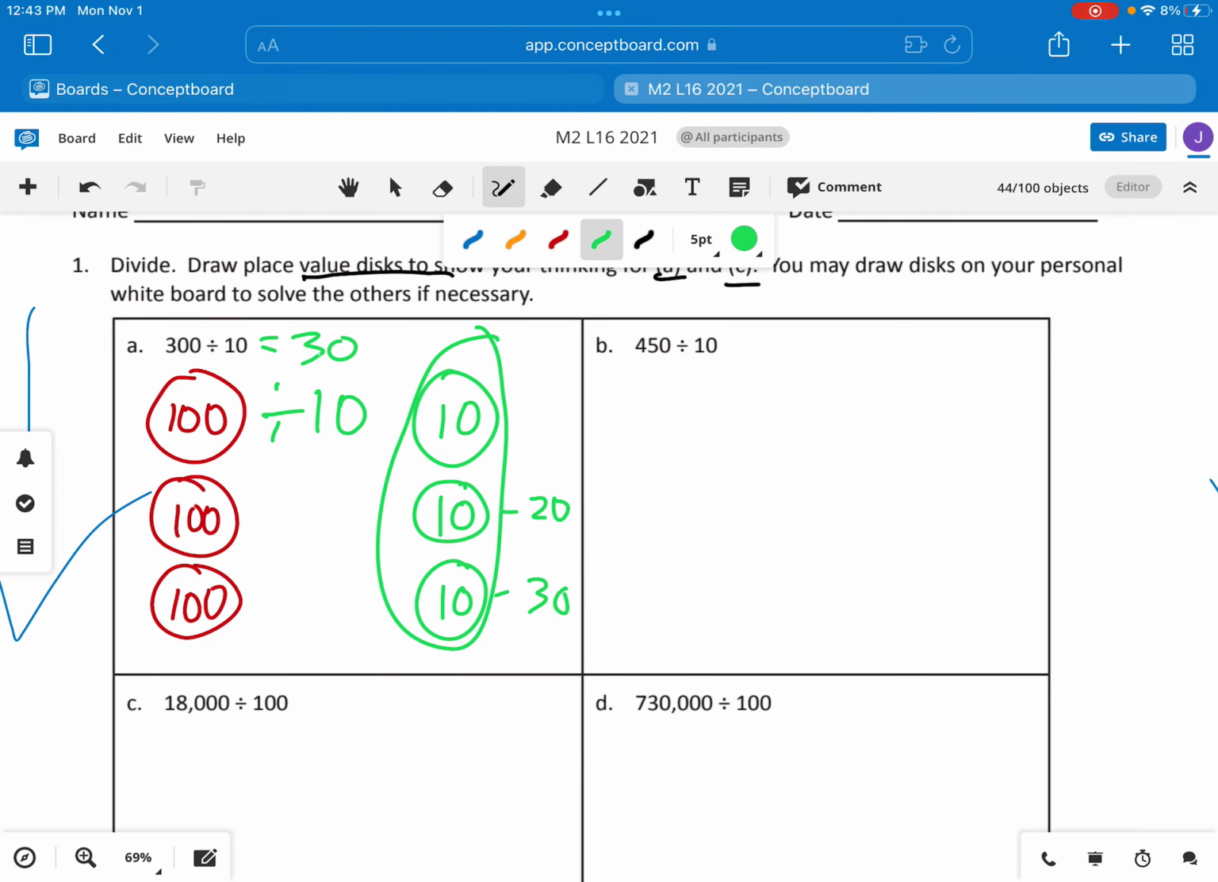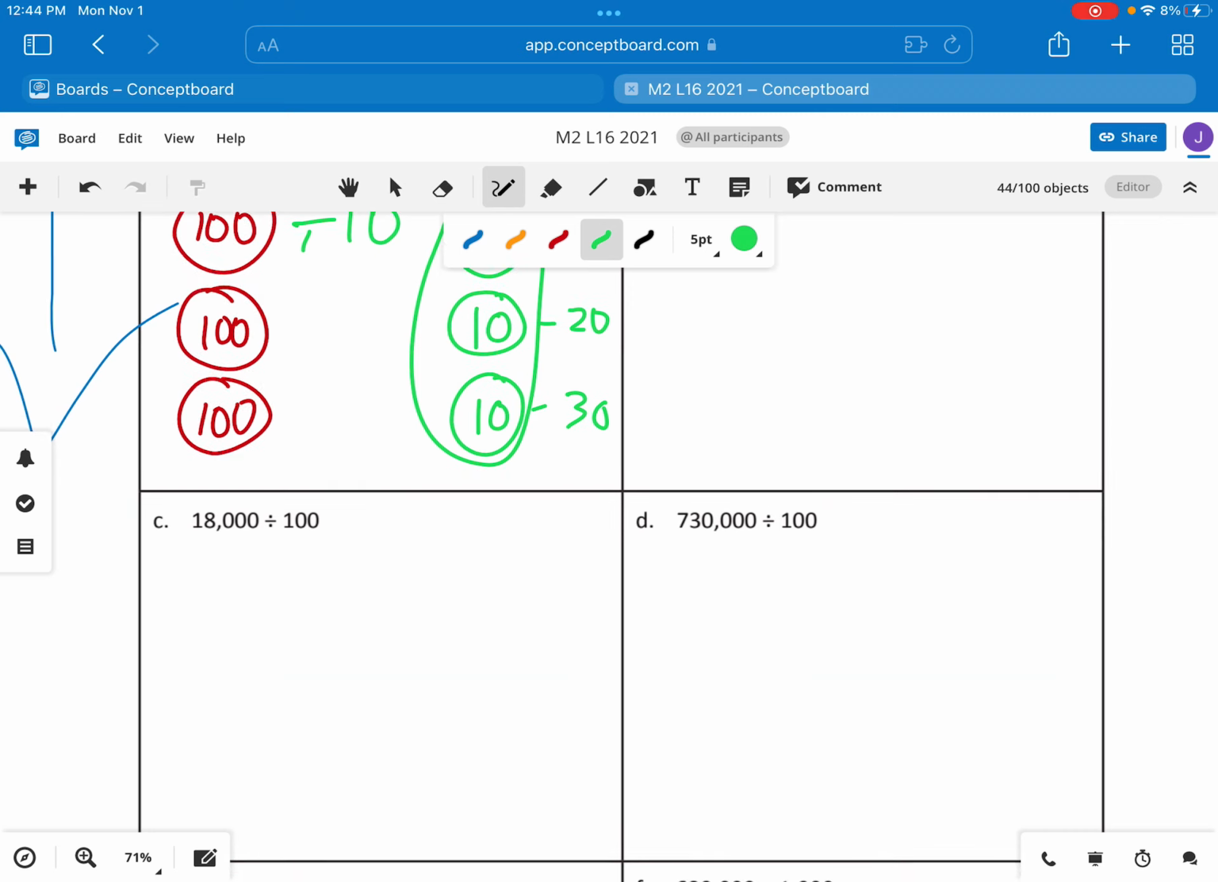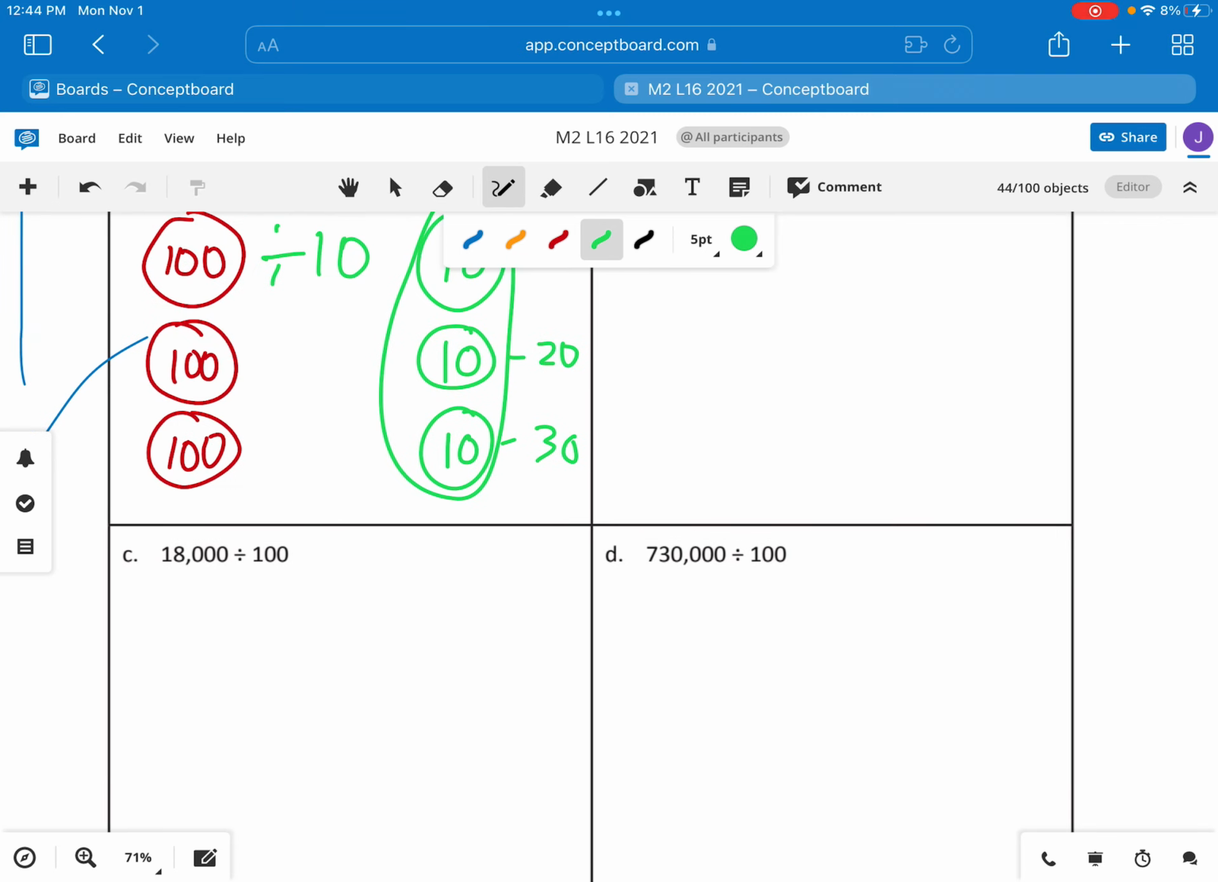Another way to look at it is if you just cross out the zeros, it would be 30 divided by 1. That's it. It's 30. Or you can say 30 tens divided by 10. Well, 10 divided by 10 is 1, so my answer would be 30. All right, so here we go. We're going to the next one.